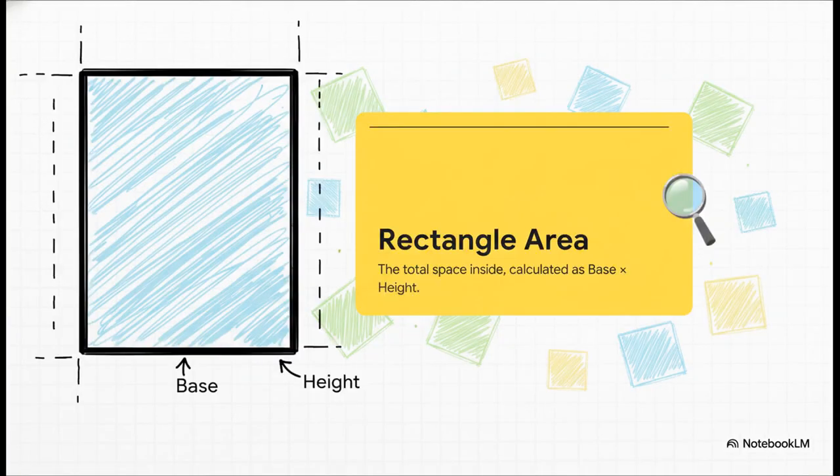Okay, first things first. Let's just refresh on something we all know. The area of a rectangle, right? The space inside it? It's just base times height. Simple. We're all on the same page with that. And believe it or not, that super simple idea, base times height, that's where this whole thing kicks off.